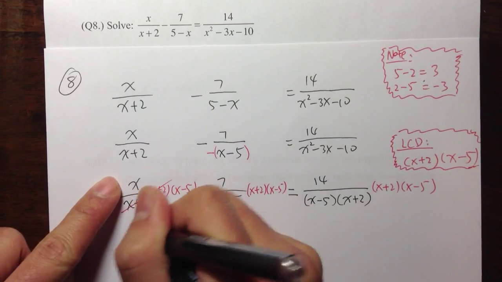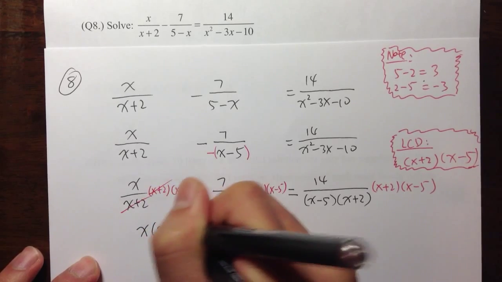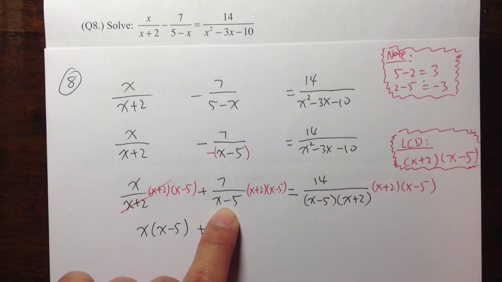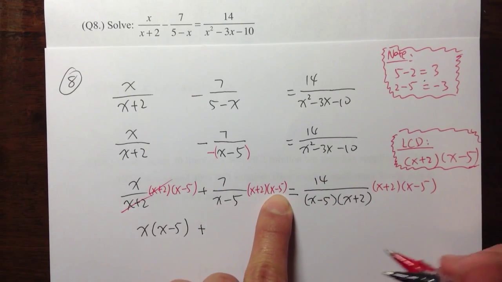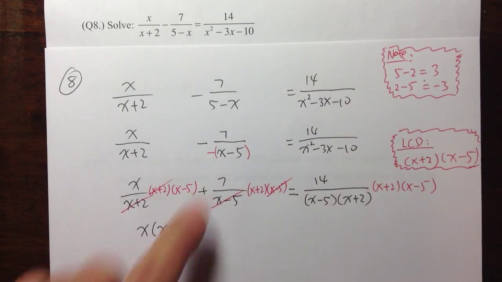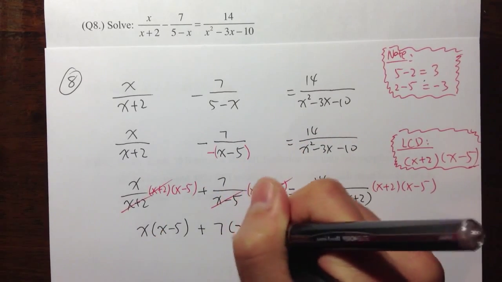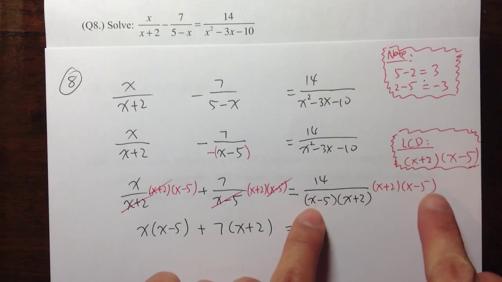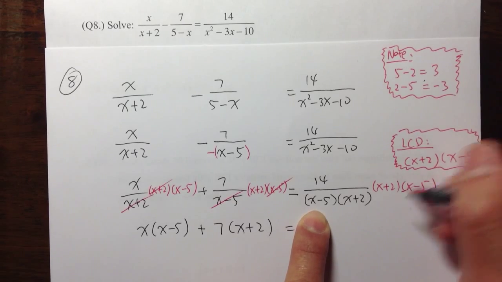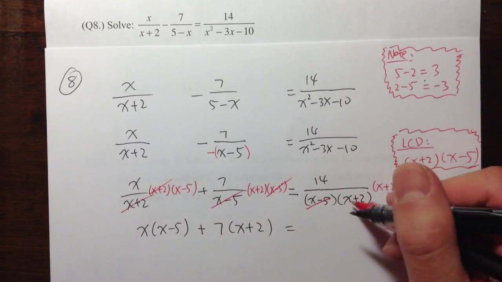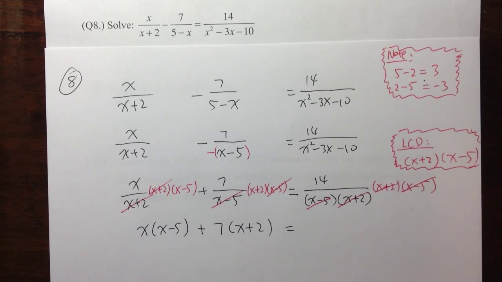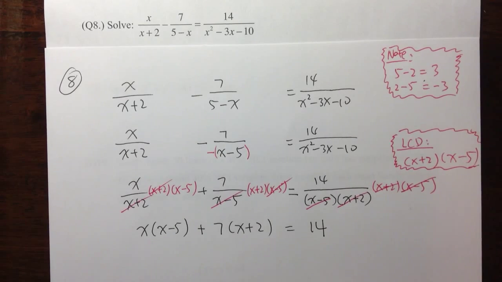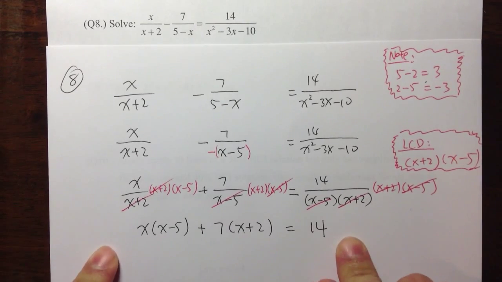And then I will get x times x minus 5 plus this x minus 5 on the denominator cancels out with that x minus 5. Cancel, cancel. So 7 times x plus 2 equals the third term. This 2x minus 5, they cancel. And then the x plus 2, they also cancel. So I just have 14. I just have 14 left on the right hand side. This is very nice. We don't have any more fractions.